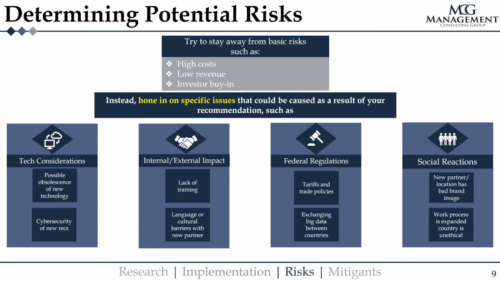And this last group here, I think, is especially important for this case, given the idea of design thinking: social reactions to your recommendations. If you're implementing something new, how is the average customer going to look at this? Is it going to fit your brand image? Work process into a new country, is that going to be ethical? So these are all things that are very important to consider when determining the risk. But the main takeaway for choosing a risk would be to make sure you hone in to a specific issue that applies specifically to your recommendation.